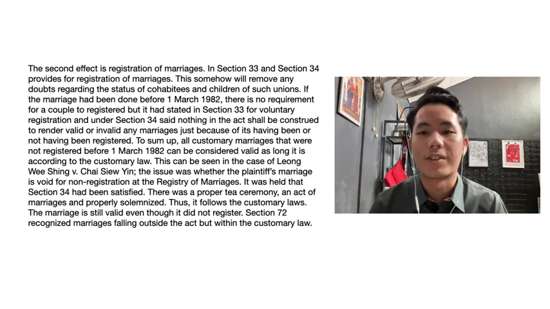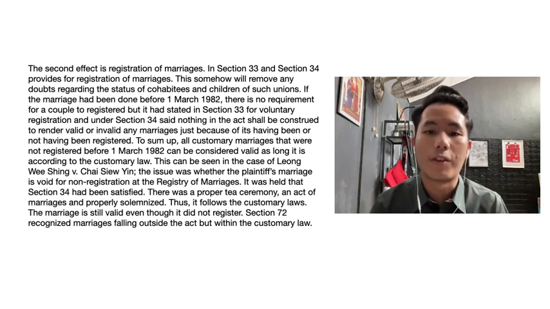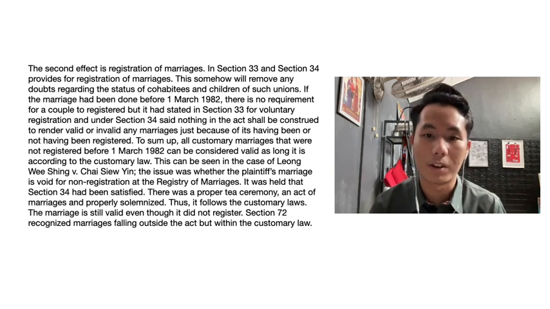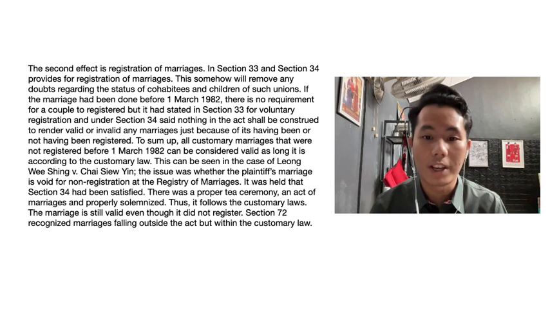The second effect is registration of marriage. Section 33 and Section 34 provide for registration of marriage. This will remove any doubts regarding the status of cohabitees and children of such unions. If the marriage had been done before 1 March 1982, there is no requirement for a couple to register, but Section 33 provides for voluntary registration, and Section 34 says nothing in the Act shall be construed to render valid or invalid any marriage just because of its having been or not having been registered. To sum up, all customary marriages that were not registered before 1 March 1982 can be considered valid as long as they are according to the customary law.